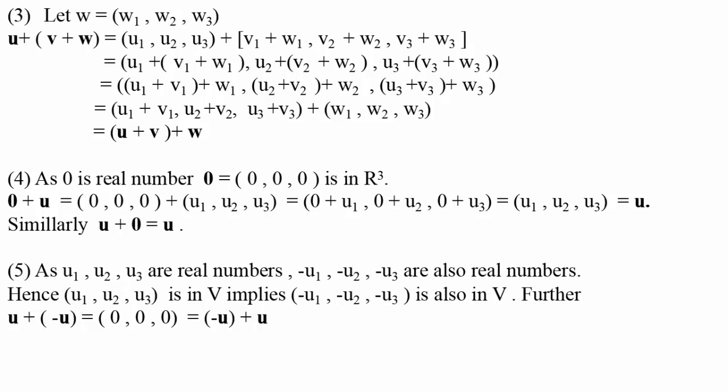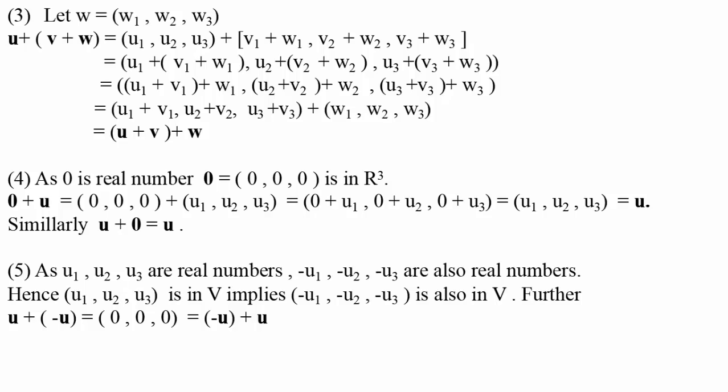And hence, for a triplet (u1, u2, u3) in the set V, there must exist the triplet (minus u1, minus u2, minus u3) in the set V. Further, u plus minus u can be written as (u1 plus minus u1, u2 plus minus u2, u3 plus minus u3), and we know that u1 plus minus u1 equal to 0, u2 plus minus u2 equal to 0, u3 plus minus u3 equal to 0.